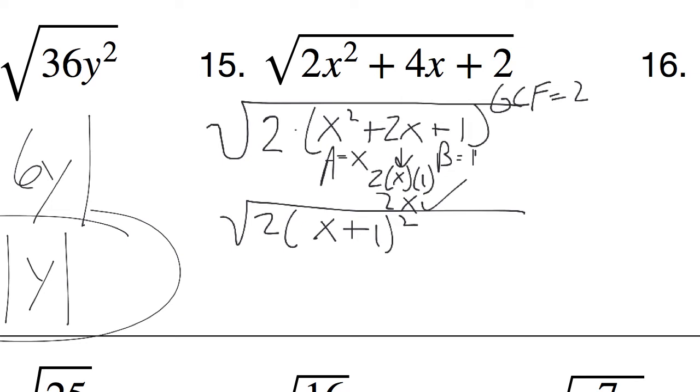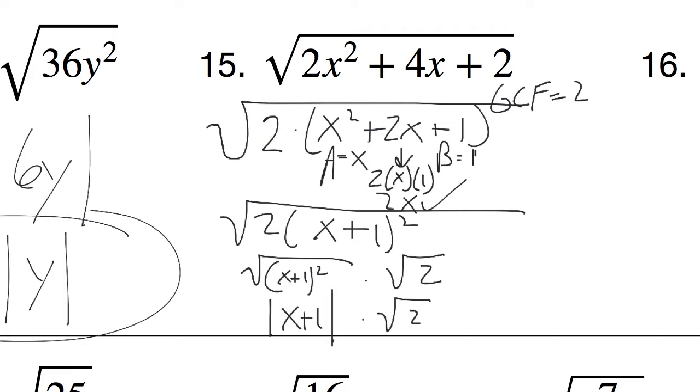So that means I can split it up into two different radicals. Square root of x plus 1 squared times the square root of 2. And then I'm going to take the absolute value of x plus 1 times the square root of 2. And that's the answer.